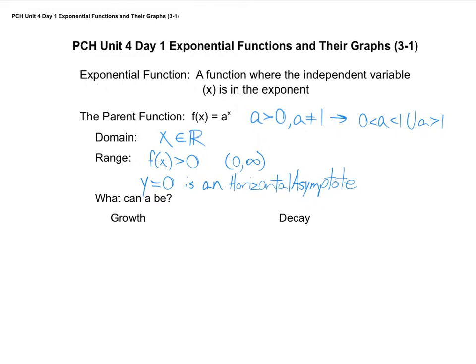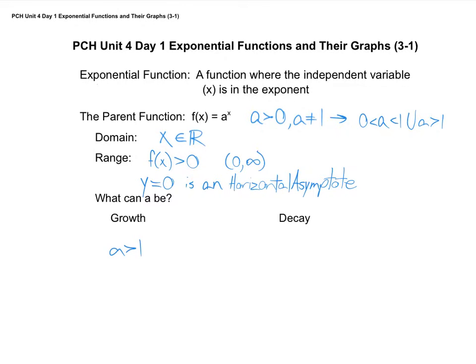Now, those two ranges of values are what define for us whether a function is a growth function or what we call a decay function, okay? A growth or decay. Now, think about it. Which of these ranges for a is going to make our value grow? Greater than 1, okay? A is greater than 1.